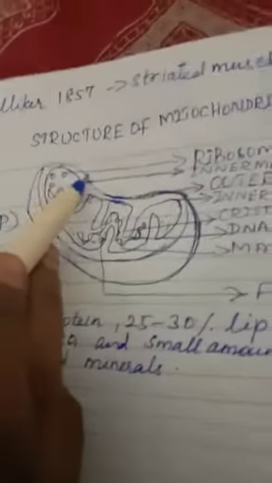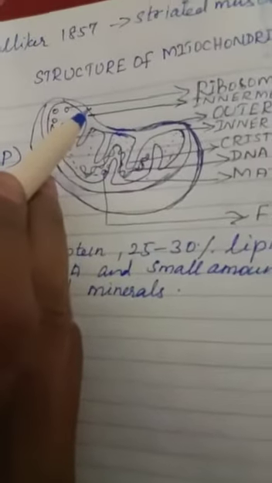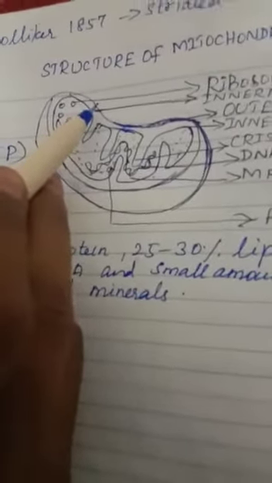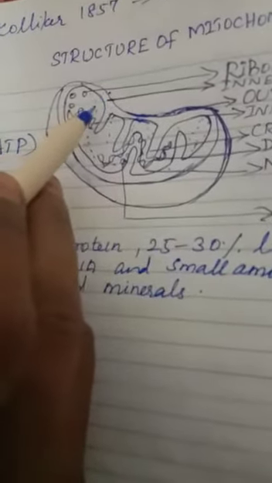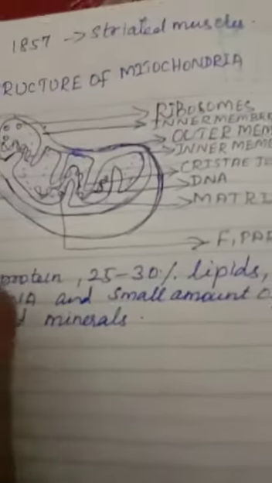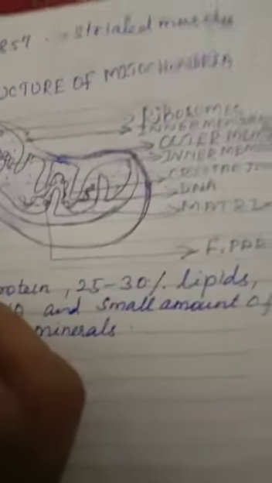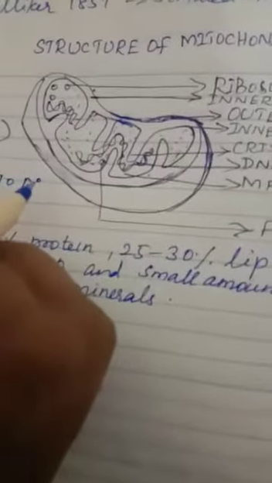You see the diagram. It consists of two membranes, the outer membrane and the inner membrane. Each membrane is 60 to 70 Angstrom in thickness.